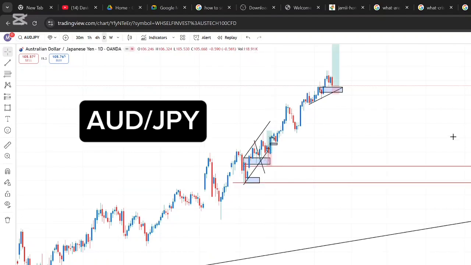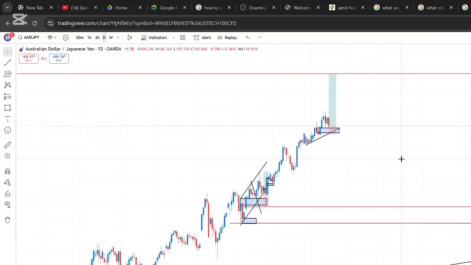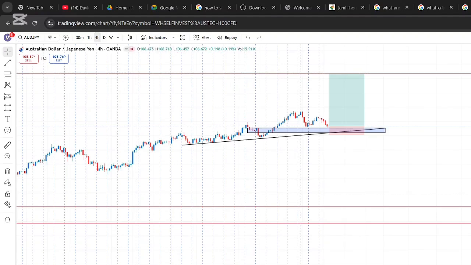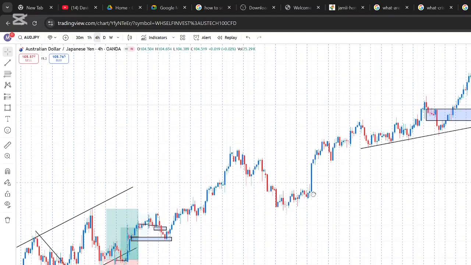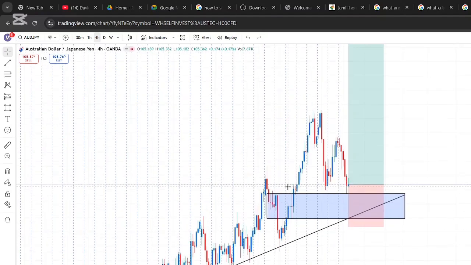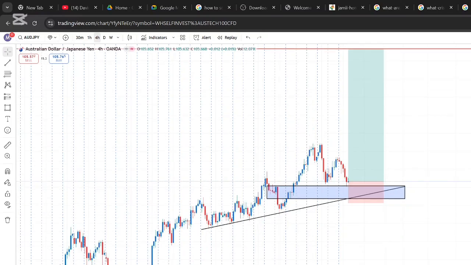This is AUD-JPY. AUD-JPY is also on a bullish trend, so we are just looking for where the market is going to reverse from, and this might give us some early entries next week. As you can see, our area between 105.67 and 105.540 might give us some bullish move upwards.